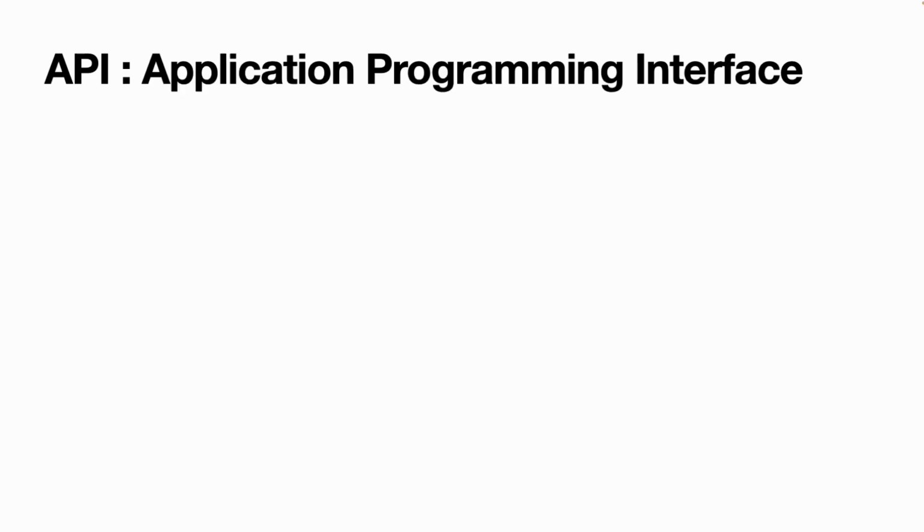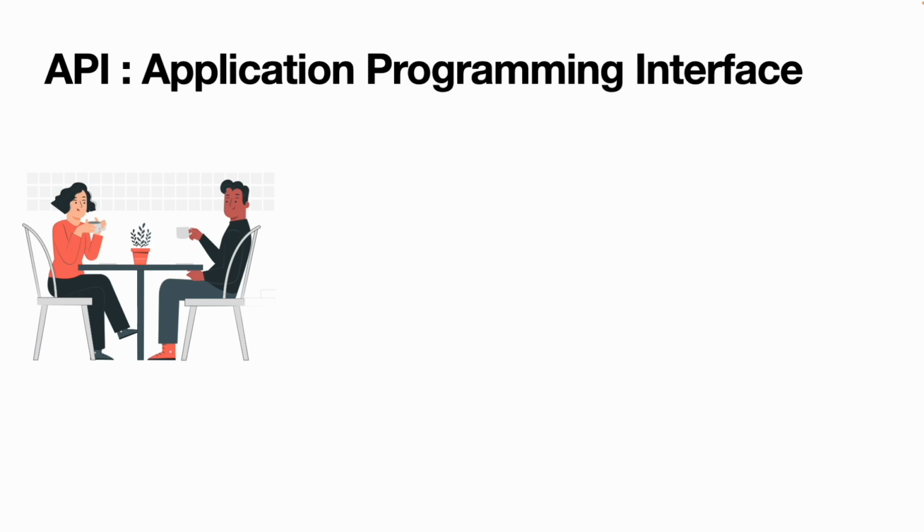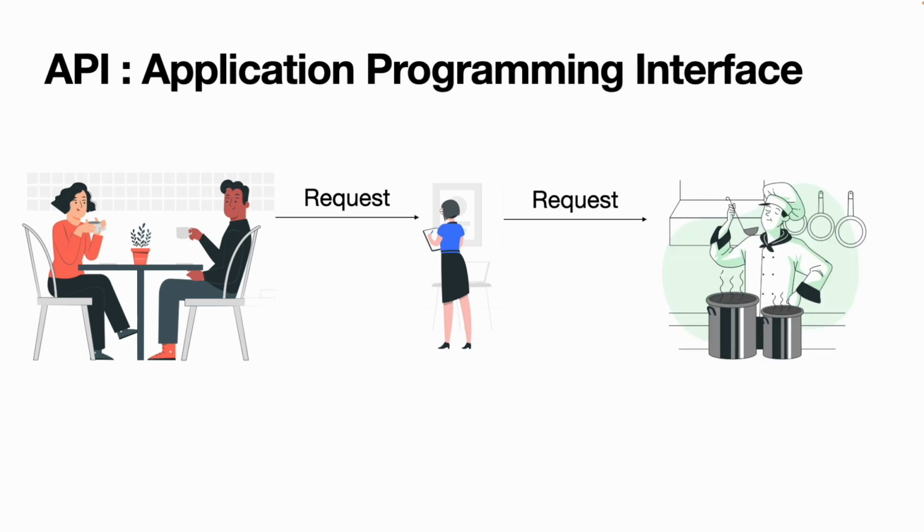Let's understand with an example. Imagine you're in a restaurant. In a restaurant, you place an order with the waiter, so you request something from the waiter. The waiter then takes this request to the kitchen to a chef. The chef then analyzes this request, prepares the dish, and gives it to the waiter once it's prepared. The waiter takes this response, which is the dish that you ordered, and gives it back to you on your table. So APIs work in a similar fashion.